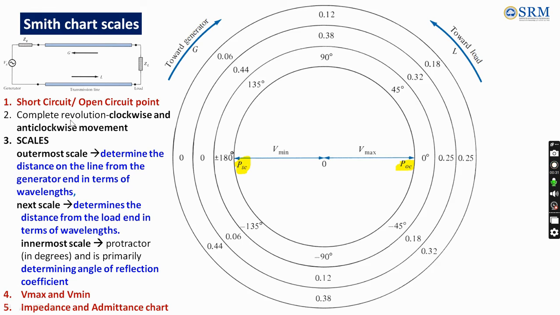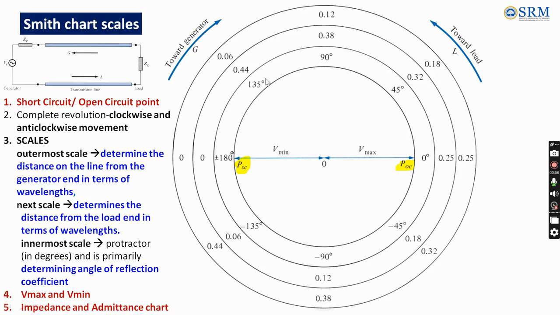And we need to know that a complete revolution in the Smith chart makes an angle of 360 degrees, and if I want to represent it in terms of wavelength, it is half the wavelength. It starts at 0, and this half coverage is 0.25 and complete coverage is 0.5 lambda. The distance of the complete rotation around the Smith chart is lambda by 2.